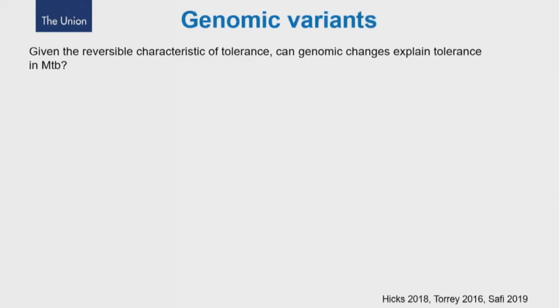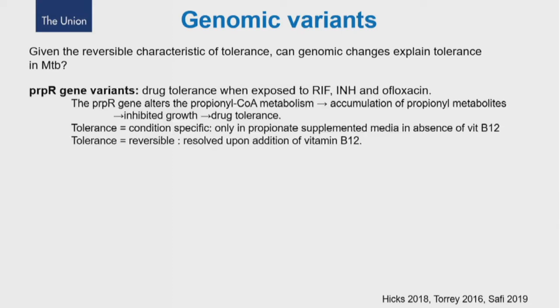When you think about this concept of tolerance being transient, you would say, well, genomic variation cannot really play a role. However, there are three interesting examples. There's the prpR gene variant, which is selected for when MTB is exposed to RIF, INH, and ofloxacin. This alters the propionyl coenzyme A metabolism, which leads to drug tolerance. But this tolerance is specific to a condition because it only occurs in propionate-supplemented media in the absence of vitamin B12, and it's reversible because it's resolved upon addition of vitamin B12, and so it fulfills the criteria of tolerance.